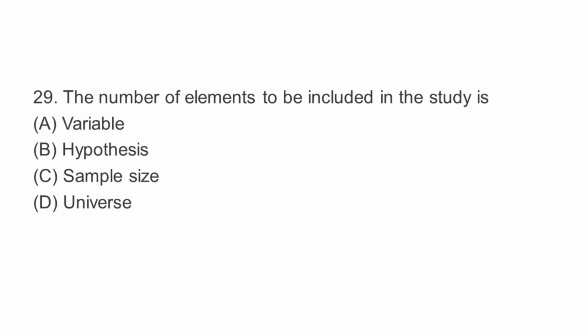So moving on to the next question, the number of elements to be included in the study is option A, variable, option B, hypothesis, option C, sample size, and option D, universe. Right answer, option C, sample size. The number of elements to be included in the study is sample size.